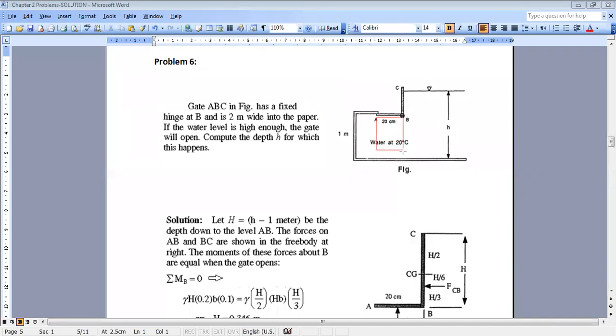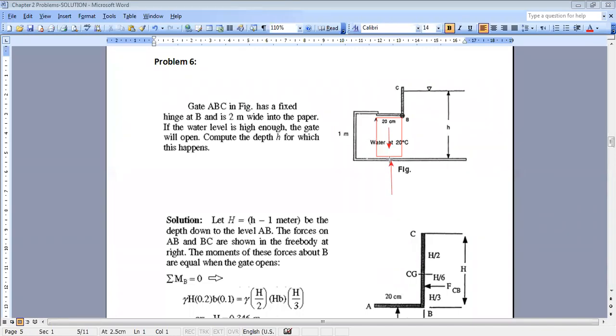Okay? Now, for this control volume of fluid, what are my forces of interest? I have the weight of this part of fluid, okay? And I have the bottom force. The bottom force, I can calculate it.